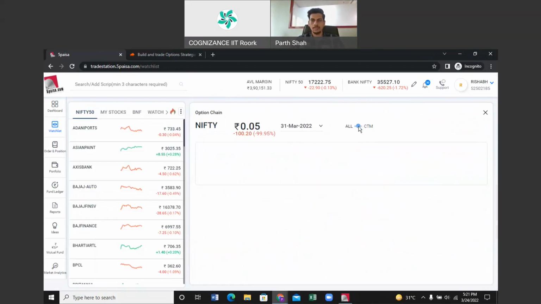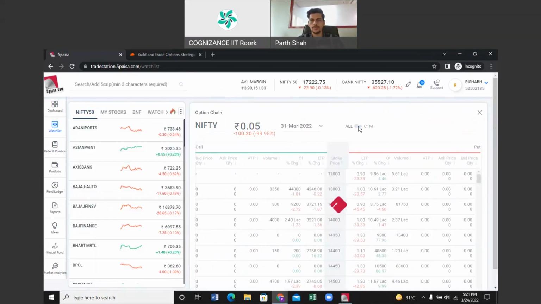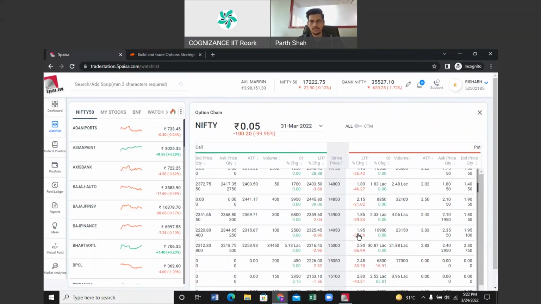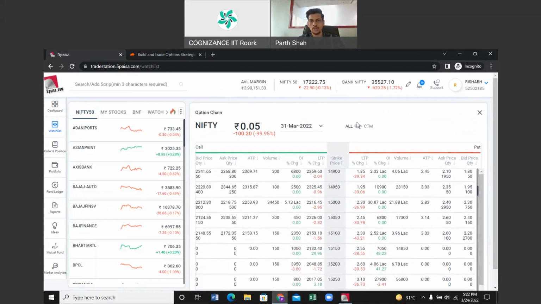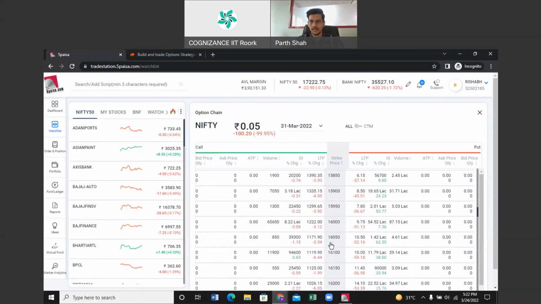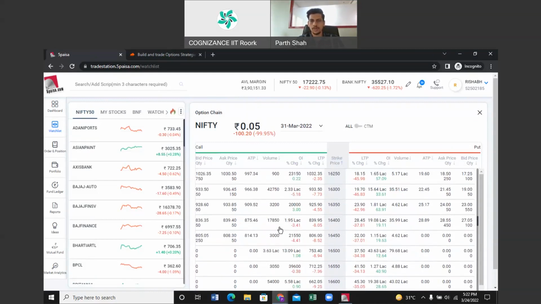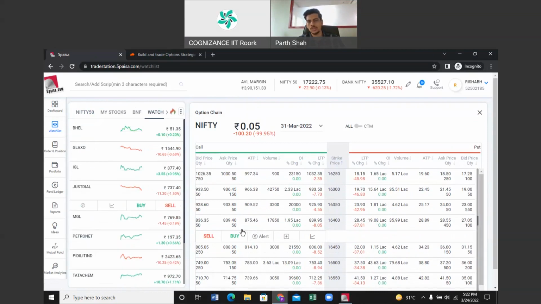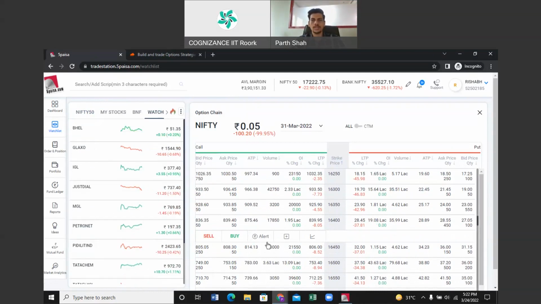So these are the basically close to market contracts which are being shown on the first go, and then you have all other contracts which you can turn on by toggling to all, and then you can buy, sell everything directly from here. So if you click here, you can buy, you can sell. If you click on watch list, you can add this particular contract to the watch list. Everything can be done, and you can set the price alerts as well for your scripts.